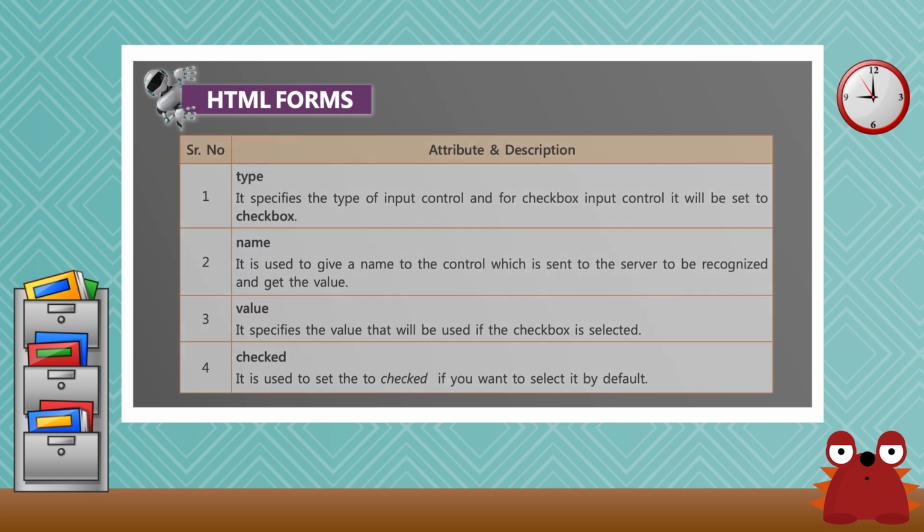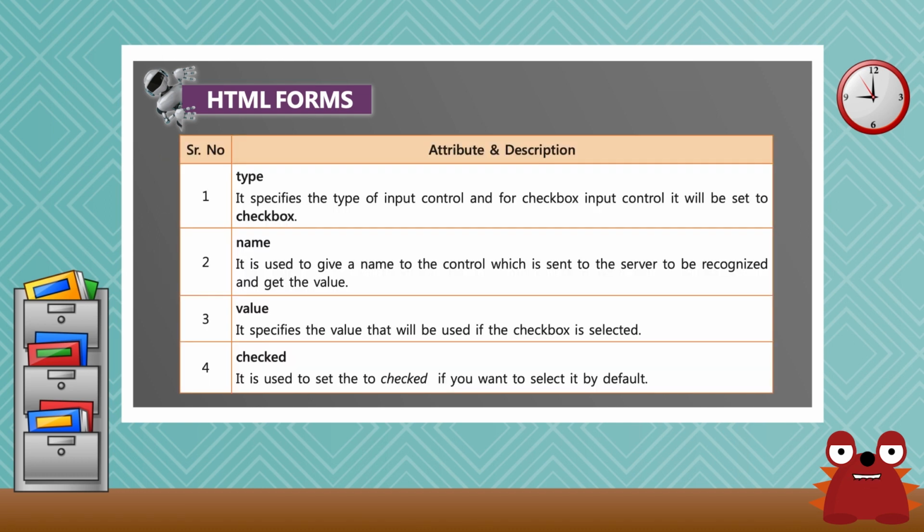Following is the list of attributes for the checkbox. Type specifies the type of input control, and for checkbox input control, it will be set to checkbox. Name is used to give a name to the control which is sent to the server to be recognized and get the value. Value specifies the value that will be used if the checkbox is selected. And checked is used to set the checkbox to checked if you want to select it by default.